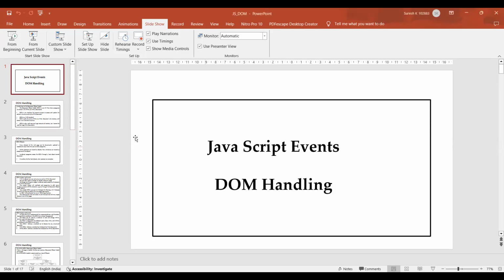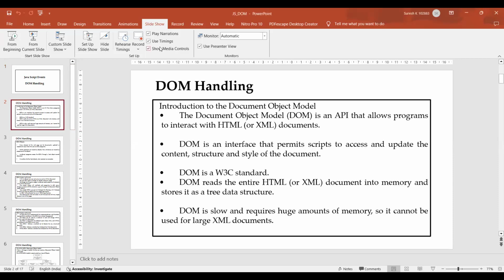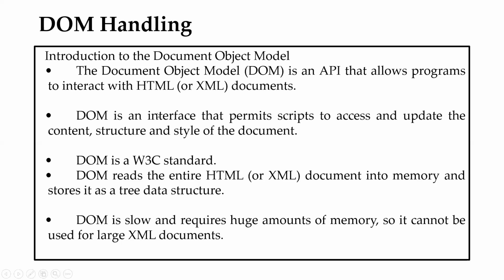So DOM handling. What is a DOM? DOM is nothing but the Document Object Model. The Document Object Model is an application programming interface that allows programs to interact with the HTML document. Not only HTML documents, we can interact with XML, extensible markup language documents, also. The DOM is an interface that permits scripts to access and update the content, structure, and style of the document.